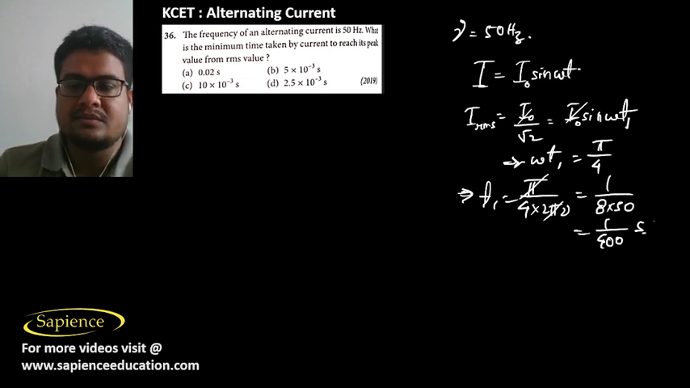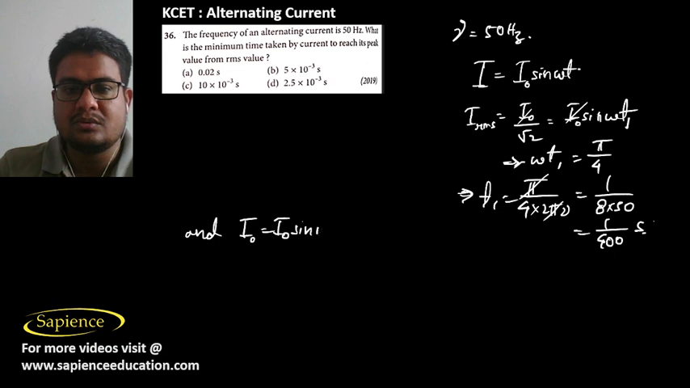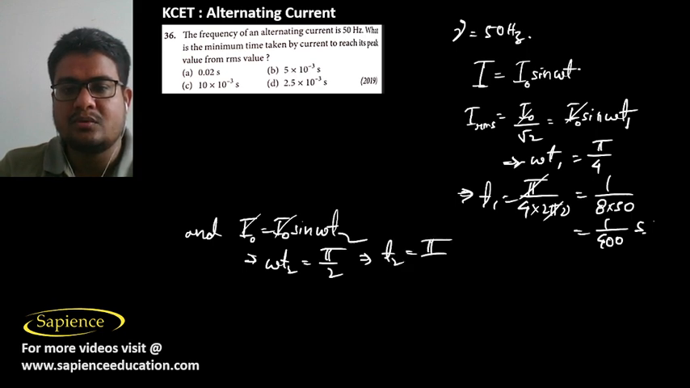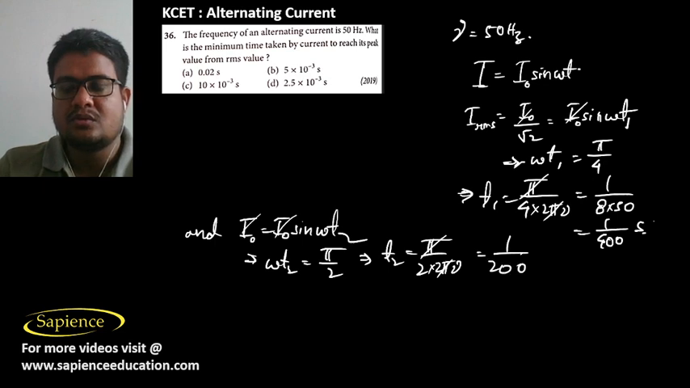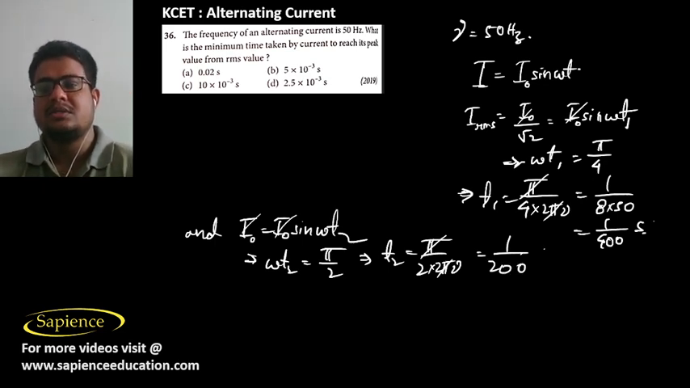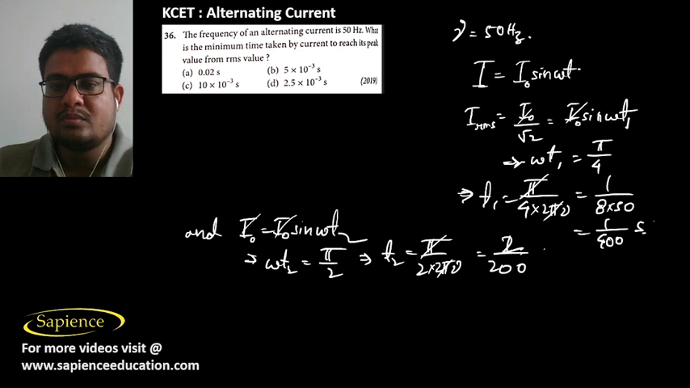The peak value of the current will be reached at I naught sine omega t2 suppose. Then omega t2 is sine inverse, that is pi by 2. T2 will be equal to pi by 2 into omega, which is 2 pi into pi, so pi and pi will cancel. 1 by 4 into 4 pi, T2 is 1 by 200 second, that is 2 by 400.